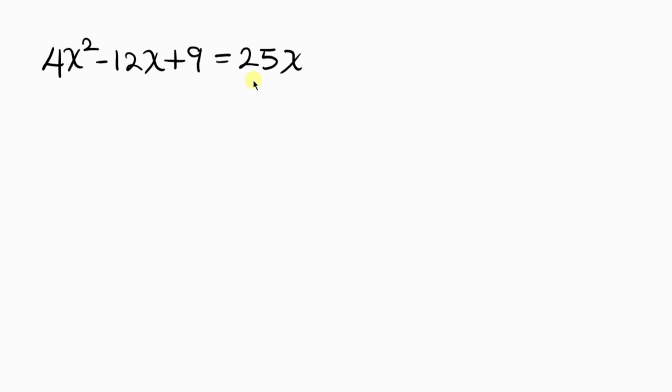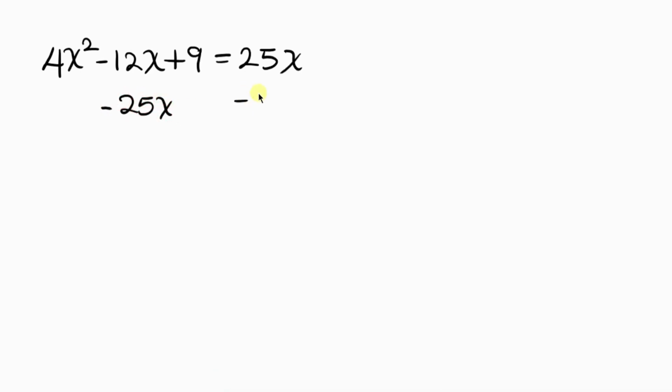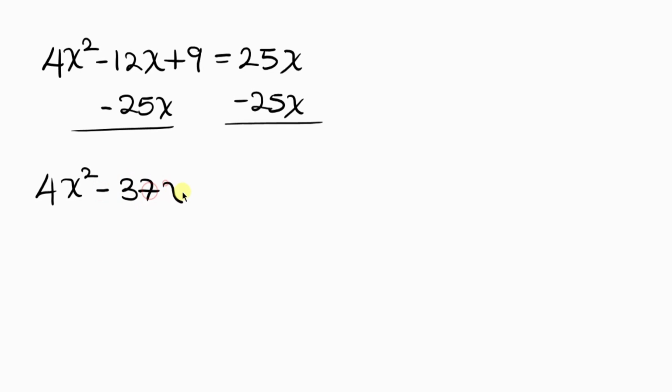Now our next step will be for us to move 25x to the left-hand side. And in order for us to do that, we subtract 25x from both sides. So subtract 25x from both sides. What are we going to get? Here I have 4x squared, and then minus 12x minus 25x gives minus 37x, and then plus 9 equal to 25x minus 25x cancels out, so leaving 0 on the right-hand side.